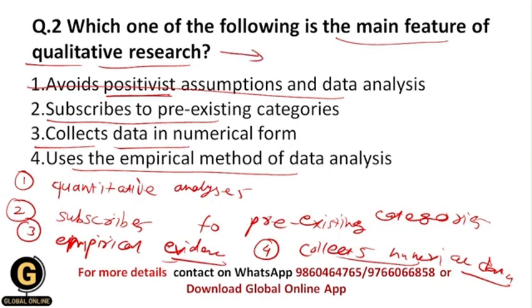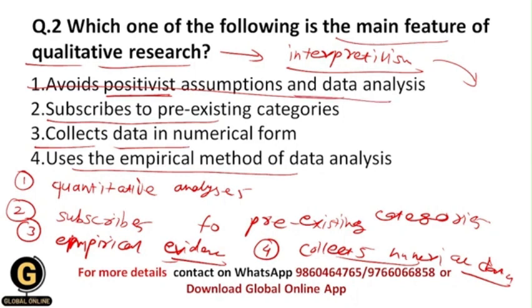Now what are the characteristics of qualitative research? Qualitative research believes in the interpretivism paradigm, and it disregards positivist assumptions and statistical data analysis. Basically the interpretivism paradigm is based upon our intuitions or our thinking power, not the empirical evidence. And that's why the main feature of qualitative research should be that it avoids positivist assumptions and data analysis, and it should be based upon interpretivism.